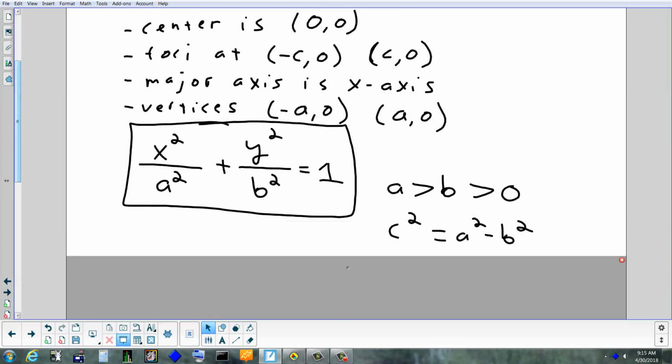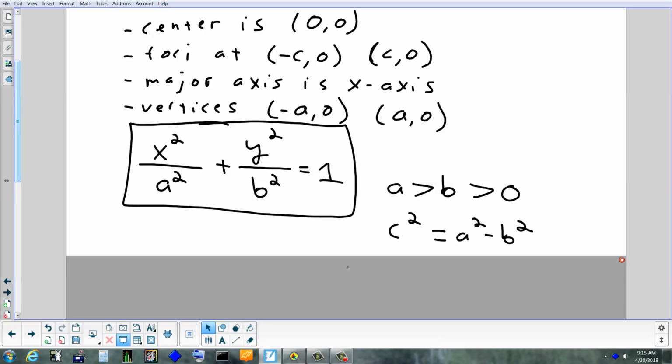And another formula they give you is this relationship between A, B, and C. What's usually going to happen in a problem is you're going to know two of these. They're not going to give you the third one, but you can use this equation to find it. C squared equals A squared minus B squared.